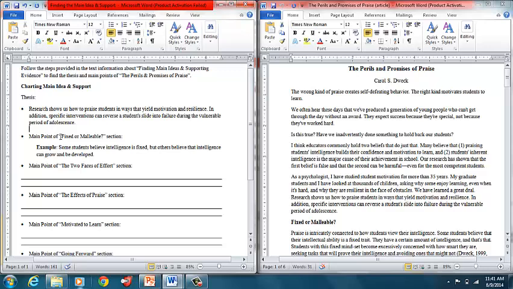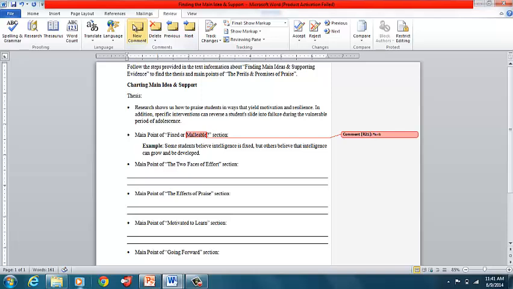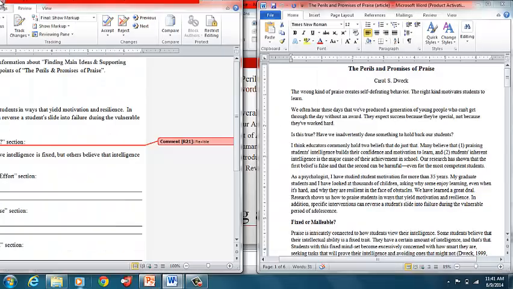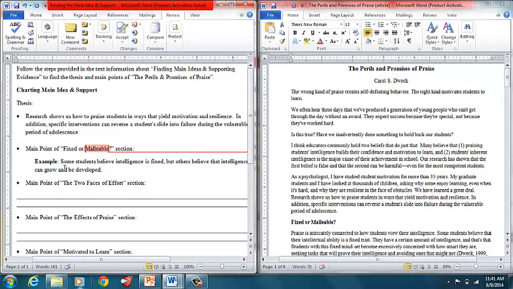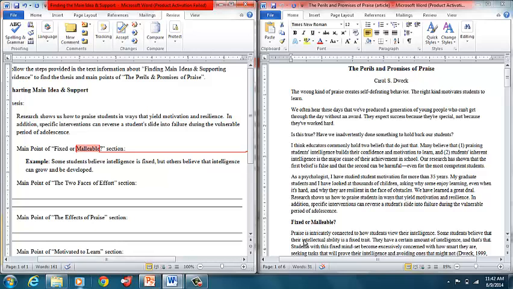So the main point of the fixed or malleable section. Remember, what does malleable mean? If you don't know by now, it means flexible. I'm just making that comment for myself because I think I need that just to remember. So I've already given you the main point of the fixed or malleable section. It says some students believe intelligence is fixed, but others believe that intelligence can grow and be developed.